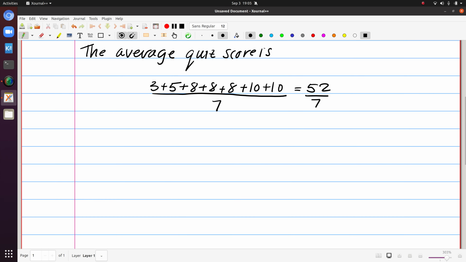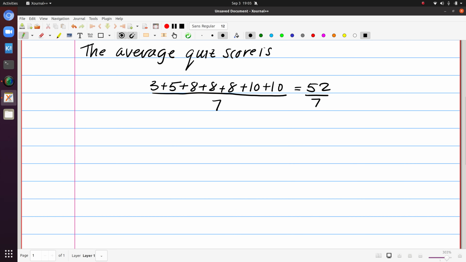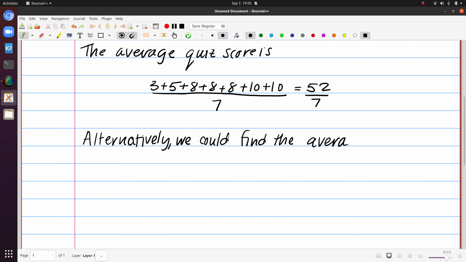So another way I could write this exact same notion, but dealing with the fact that I want to focus on the score instead of the student, is in the following way. So we could find the average score by using a weighted average. And what I mean by that is the following.